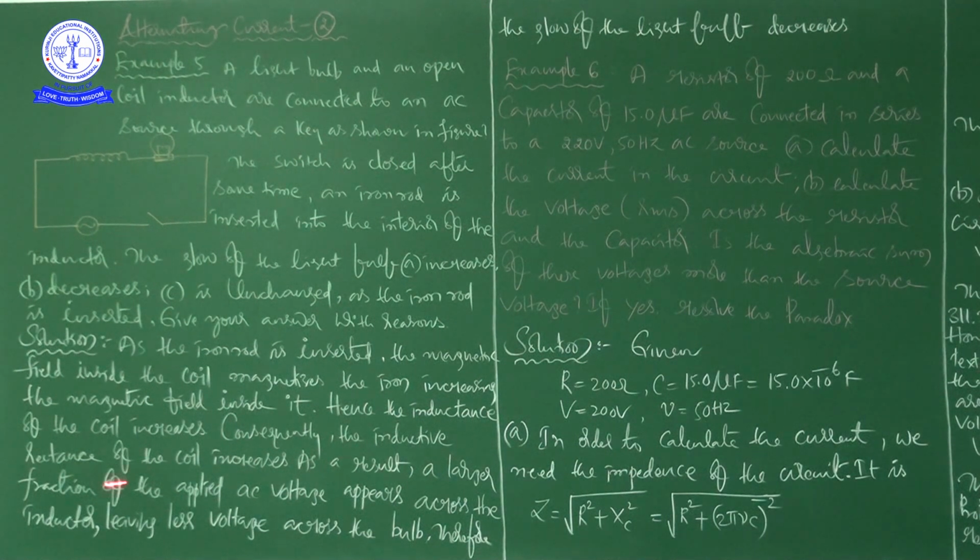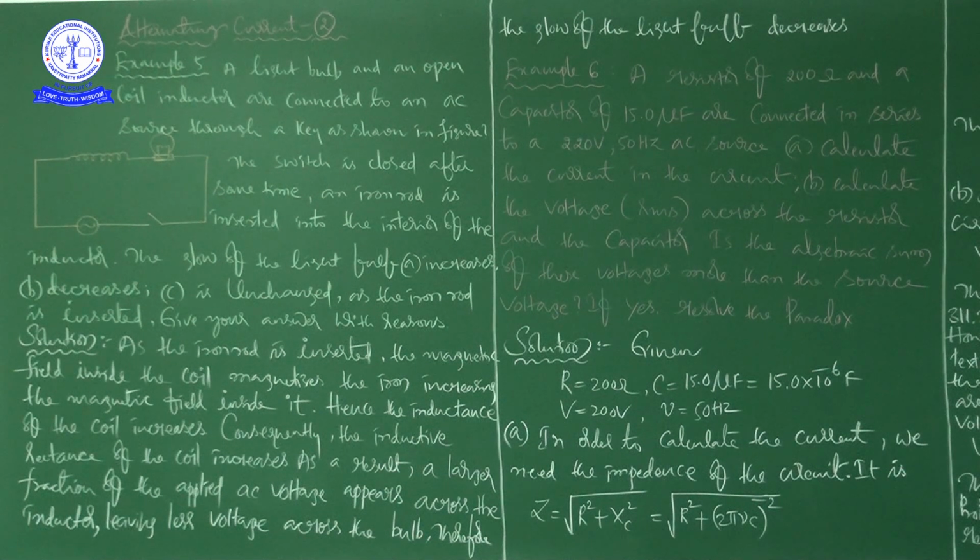See here, the inductive reactance of the coil increases. As a result, a larger fraction of the applied AC voltage appears across the inductor, leaving less voltage across the bulb.